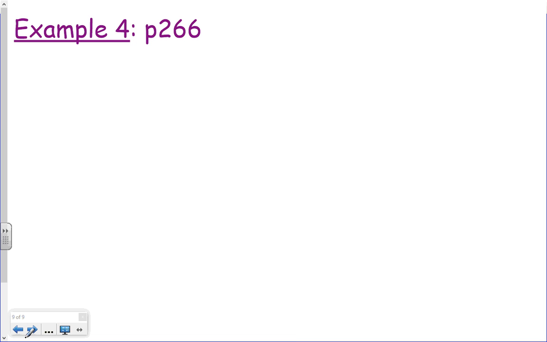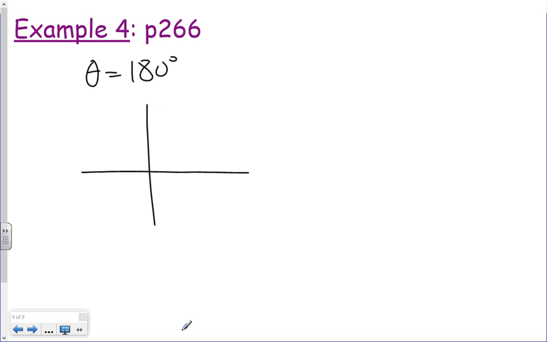All right, take a look at example 4. Example 4 says, without a calculator, evaluate the 6 trig functions for the angle of 180 degrees. So we're going to call that theta. Theta is equal to 180 degrees. So again, I'm going to start out with a sketch of this. You don't have to sketch it, but especially for starting out here, it might make it easier if we start out with a sketch.